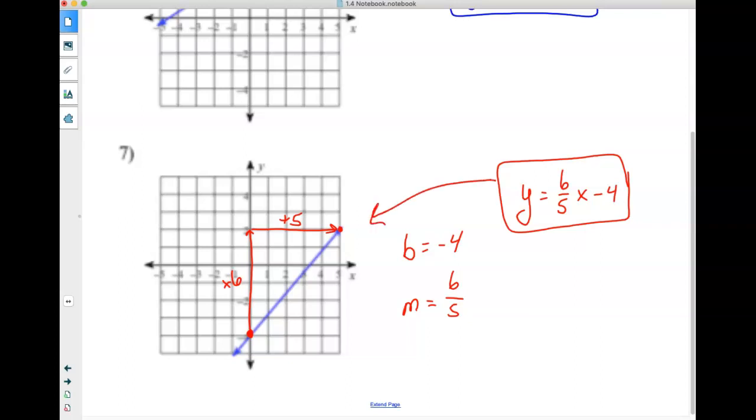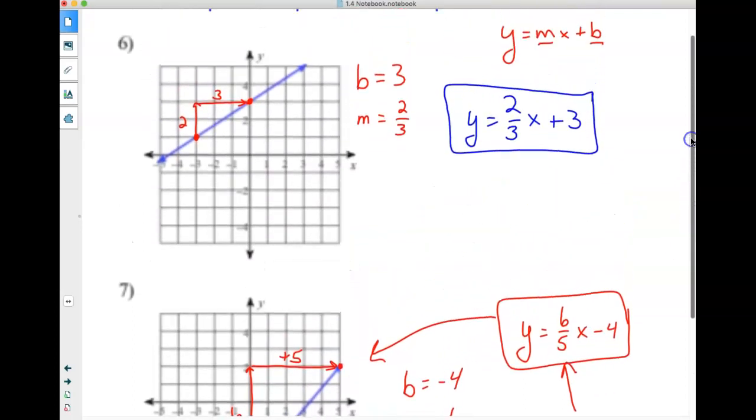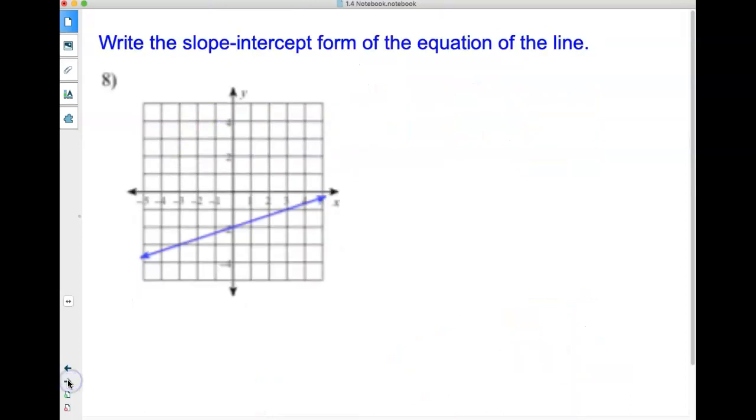Okay. Also, check it out. This blue line that's on there, it goes up and to the right. That means positive slope. Same one over here. It goes up and to the right. Positive slope. Last example we got here. Up and to the right. My slope is going to be positive. If your line goes this way, okay, you have to have a negative slope. Ours doesn't. Ours is going up, so we're going to have a positive slope.